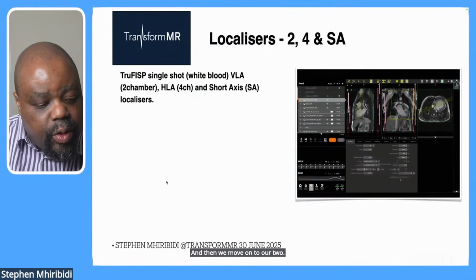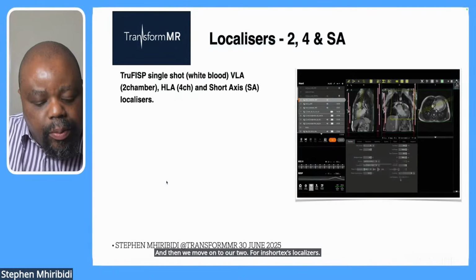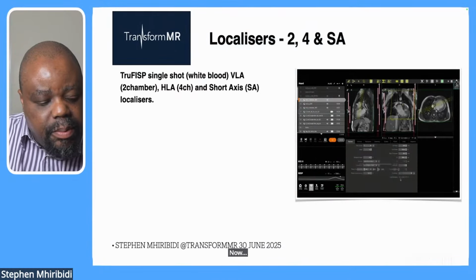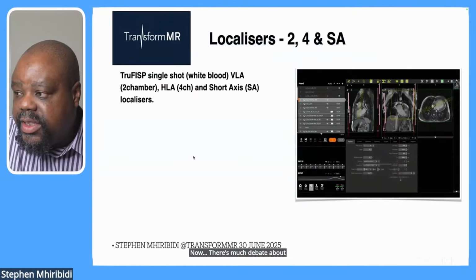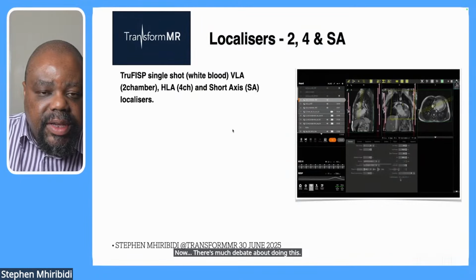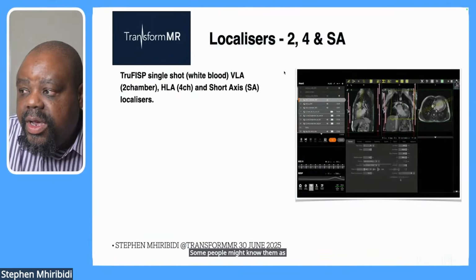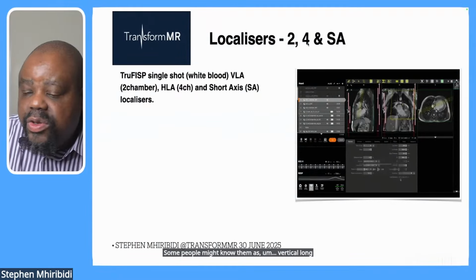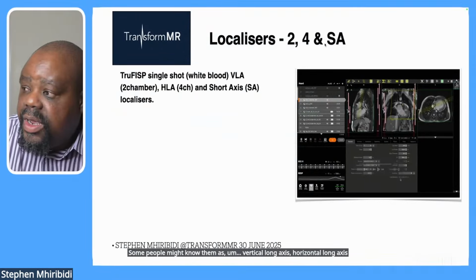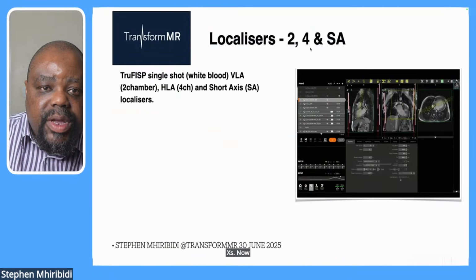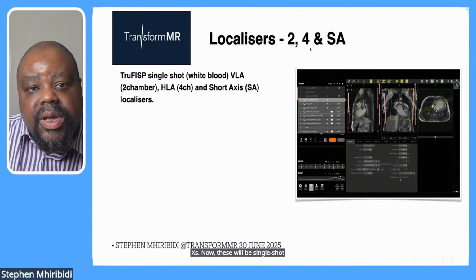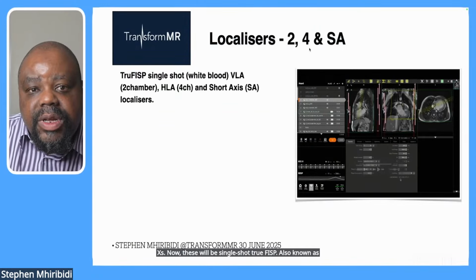and then we move on to our 2, 4, and short axis localizers. Now, there's much debate about doing these here. Some people think it's a waste of time doing these 2, 4, and short axis localizers. Some people might know them as vertical long axis, horizontal long axis, and short axis. Now, these will be single shot true FISP, also known as white bloods.